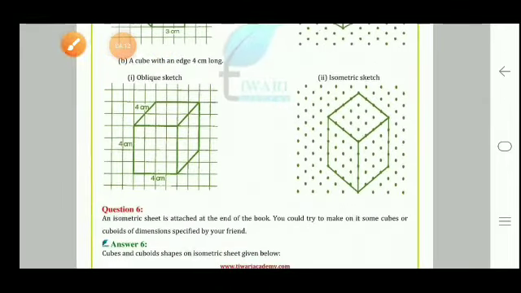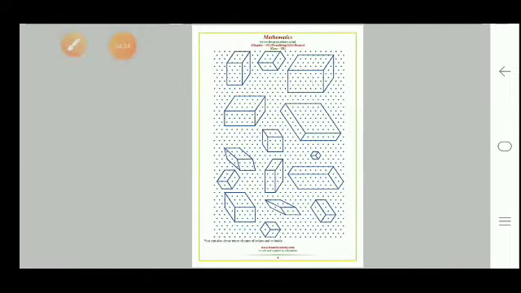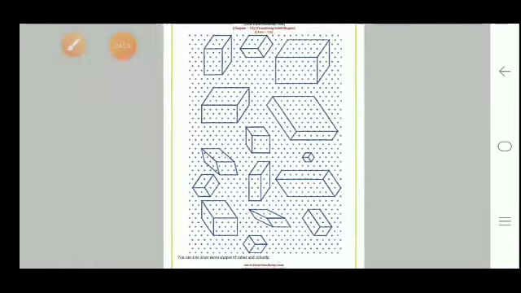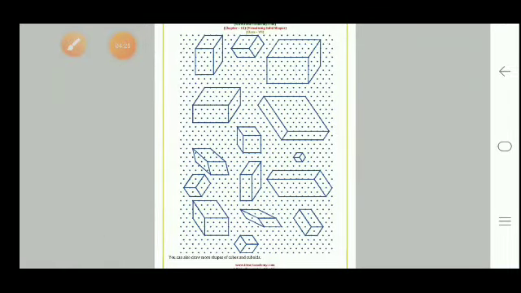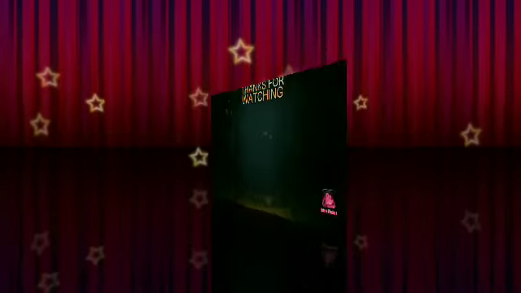Now in question number 6, an isometric sheet is attached to the end of the book. Try to make on it some cubes or cuboids of dimensions specified by a friend. The cubes and cuboid shapes on isometric sheets are given below. So in this way we can make so many things on this isometric sheet. We can make cuboids with different angles, and many different things out of this. In the same way you can also do it. Okay, thank you very much.